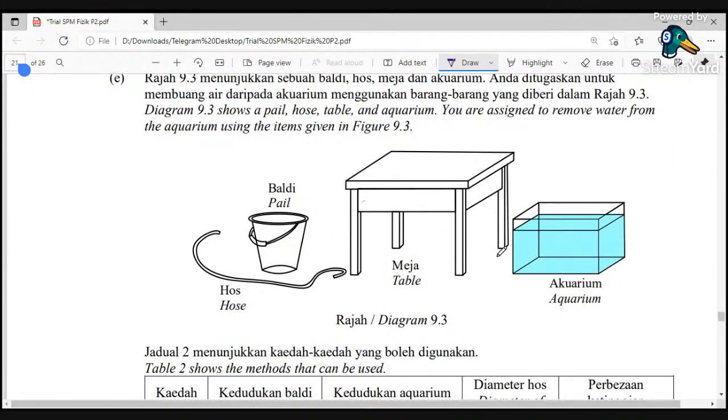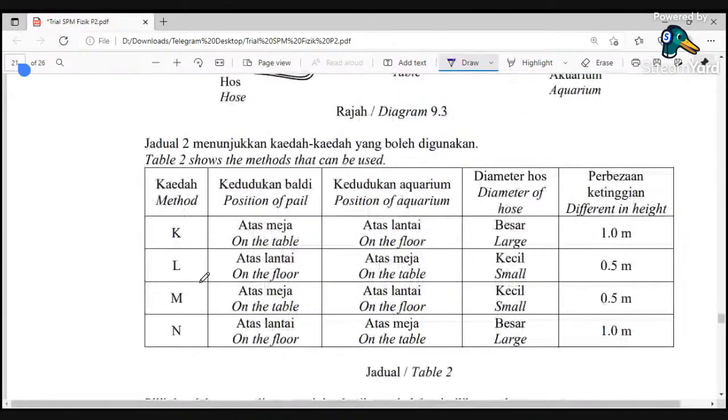Okay, diagram 9.3 shows a pail, hose, table, and aquarium. You are assigned to remove water from the aquarium using the items given. So this is actually the siphon method. You don't use any motor or any device to pump the water, just a hose, a pail, and an aquarium filled with water. What do you do? A suggested arrangement. You have 4 methods here.